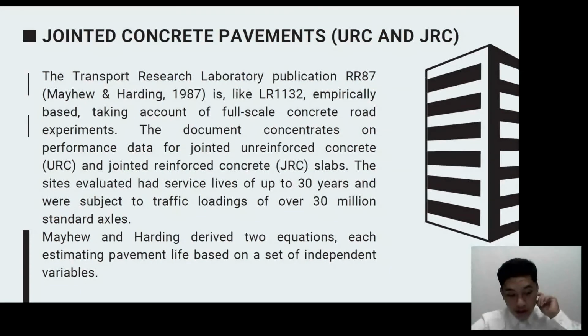Matthews and Harding derived two equations, each estimating pavement life based on a set of independent variables, in the jointed concrete pavements URC and GRC.